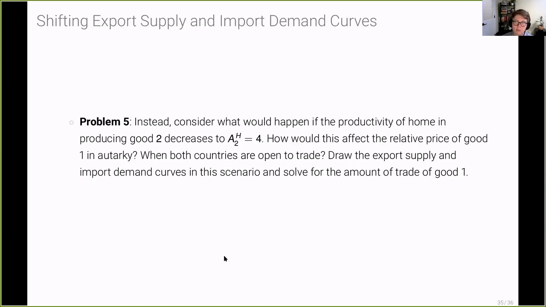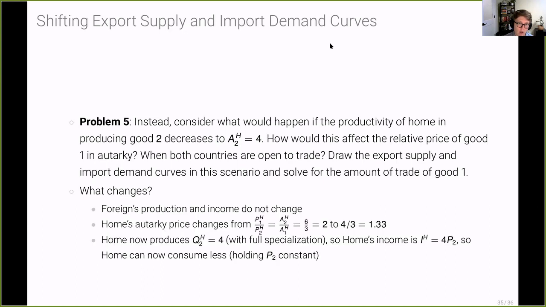So instead of doubling foreign, let's consider a different change. Let's consider what would happen if the productivity of home in producing good 2 decreases from originally A2, which was 6, down to 4. We're going to ask how that affects relative prices in home and the world price when both countries are open to trade. Then we go through an export supply and import demand diagram and solve for the amount of trade of good one.